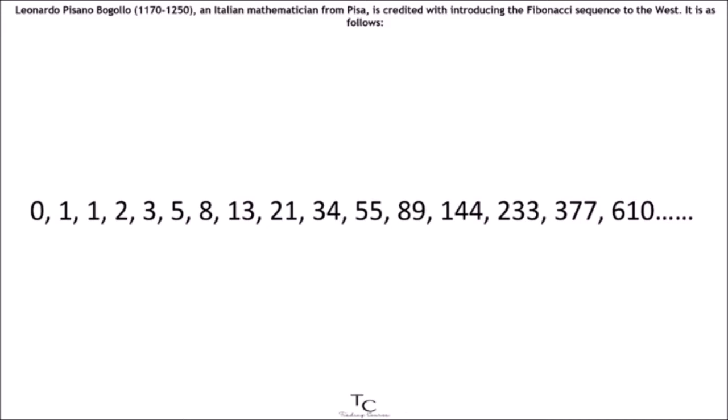144, 233, 377, 610. The sequence extends to infinity and contains many unique mathematical properties. After 0 and 1, each number is the sum of the two prior numbers.